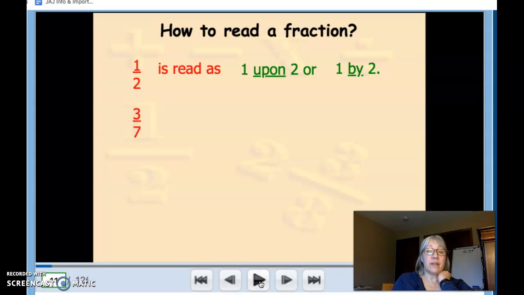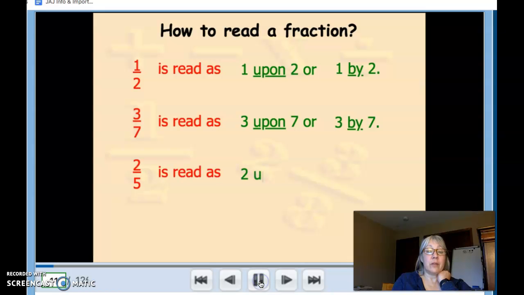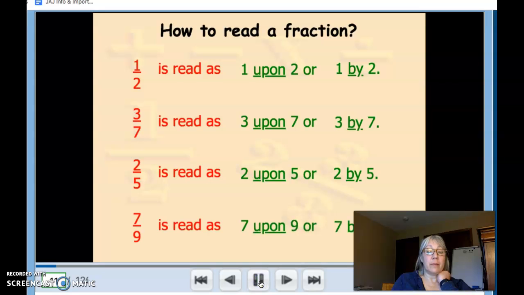This fraction is 3/7. It's read as three sevenths. This fraction is 2/5. It is read as two fifths. This fraction is 7/9. It is read as seven ninths.